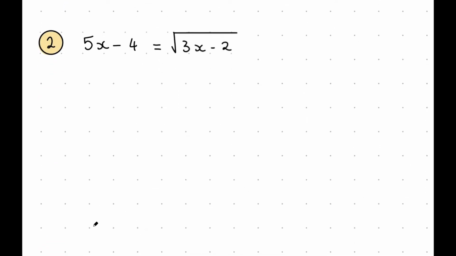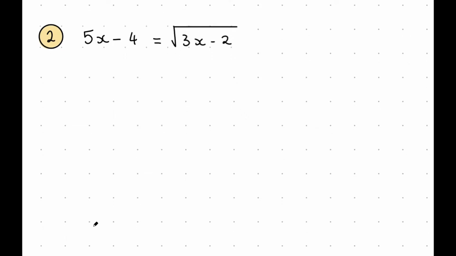Now, the next question. Again, another square root, and we're being asked to find x. So I need to undo that square root. So what I need to do here is square both sides. And if I do that, the square root and square undo each other. So we're just left with 3x minus 2 is equal to 5x minus 4, all squared.